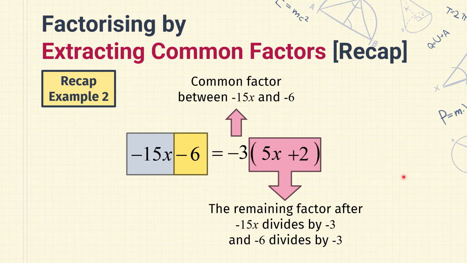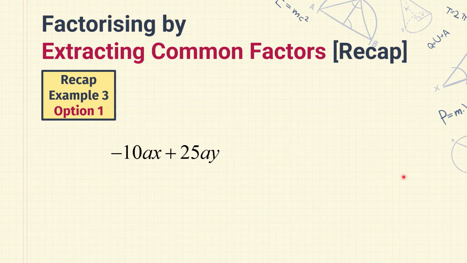Let's take a look at another example. We have in this case negative 10ax plus 25ay. In this example, there are actually two ways to go about factorizing it. There's no right or wrong in either one of the answers. Both answers are acceptable. Let me explain to you the first option.